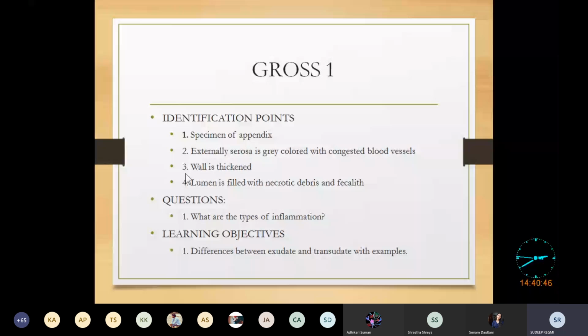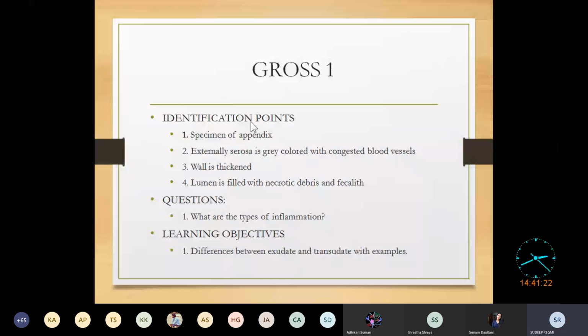There are some questions which have already been discussed in class, like what are the types of inflammation? Acute inflammation, chronic inflammation, and the difference between exudate and transudate with examples. This you should know, but it is beyond the scope of this discussion, so we won't discuss this. We'll try to discuss the gross points and the gross picture.